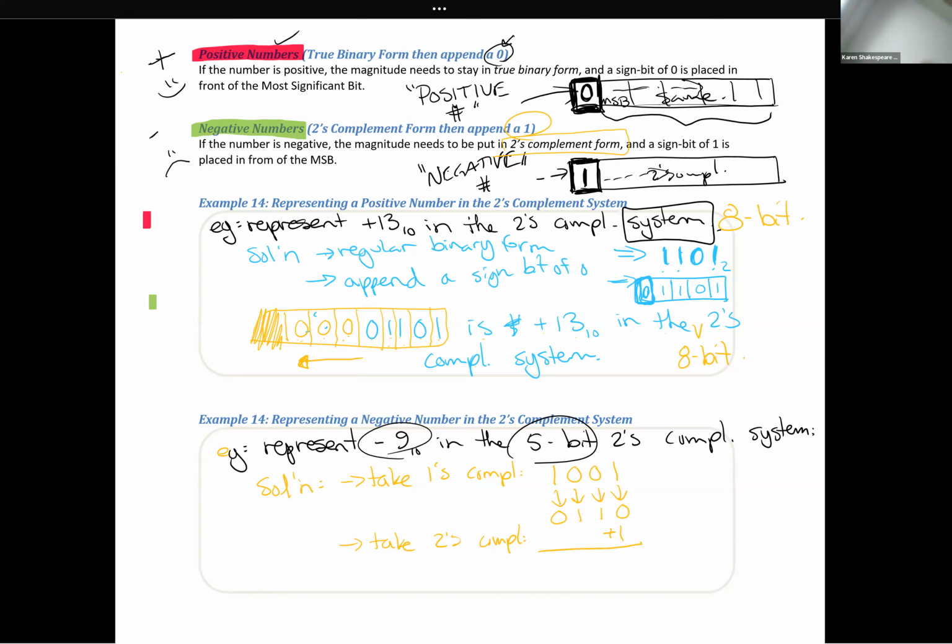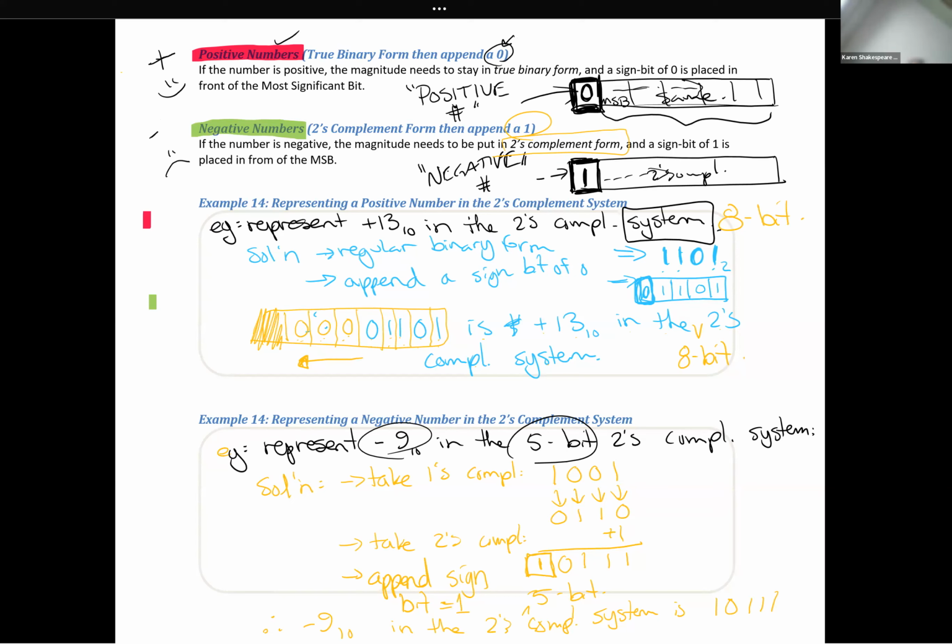And then 0 plus 1 is 1. 1 plus 0 is 1. 1 plus 0 is 1. 0 plus 0 is 0. And then I append a sign bit. If it is a negative number, I literally have to append a 1 as the sign bit. So here's my sign bit, and I append a 1. So therefore, negative 9 base 10 in the 2's complement system is 1 0 1 1 1 if it is in the 5-bit 2's complement system.